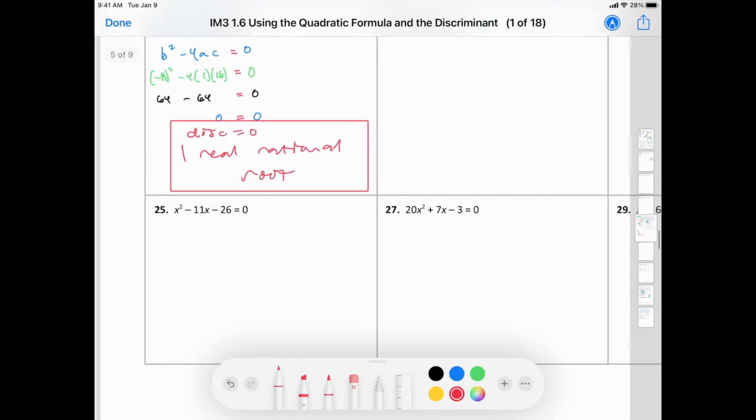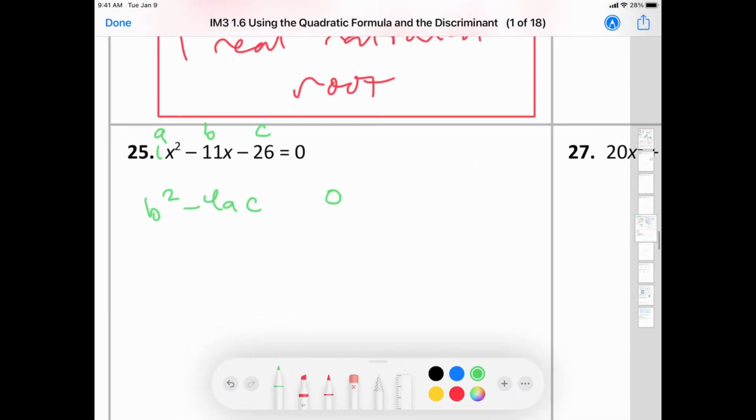Number 25, it's already set equal to 0. A is 1, B is negative 11, C is negative 26. Write down my formula for the discriminant, b squared minus 4ac. And we're going to compare that to 0. The b value is negative 11, a value is 1, and c value is negative 26.